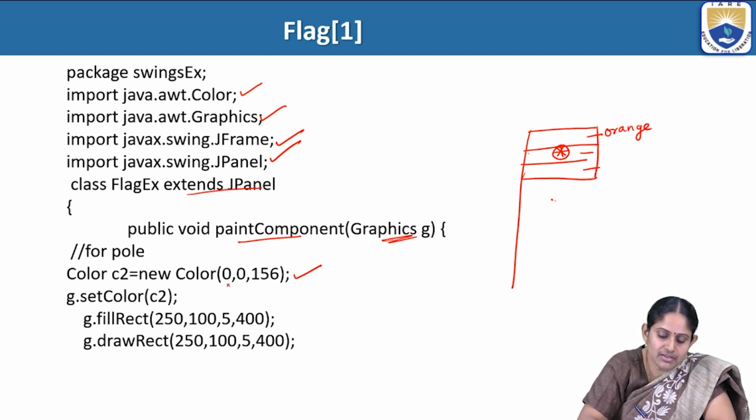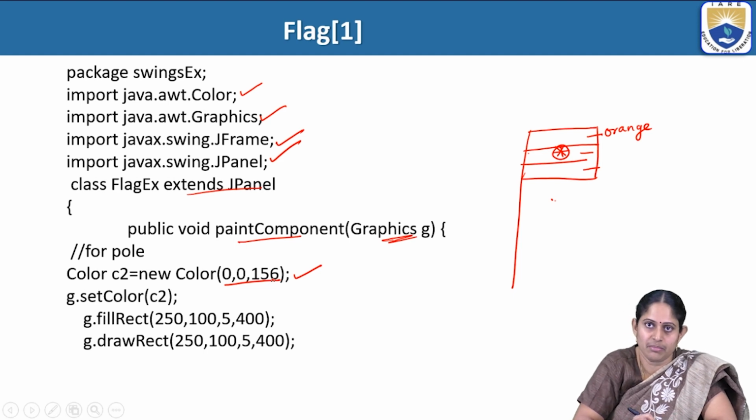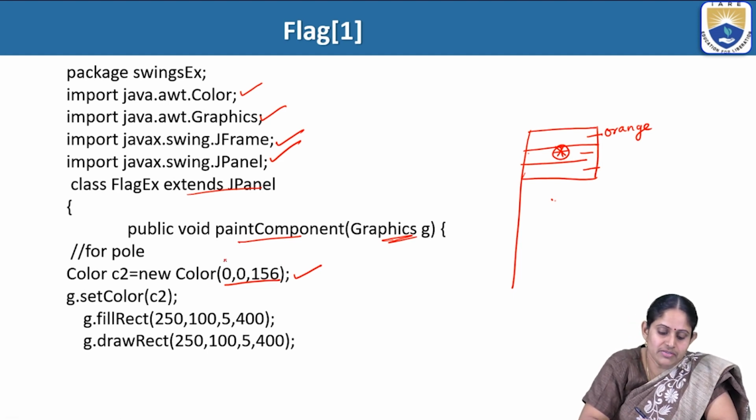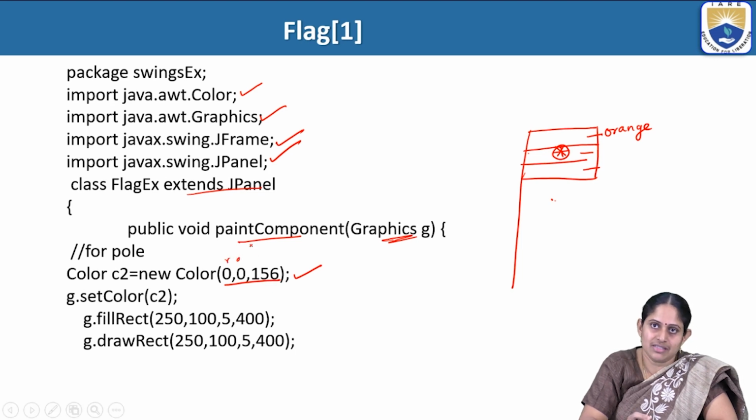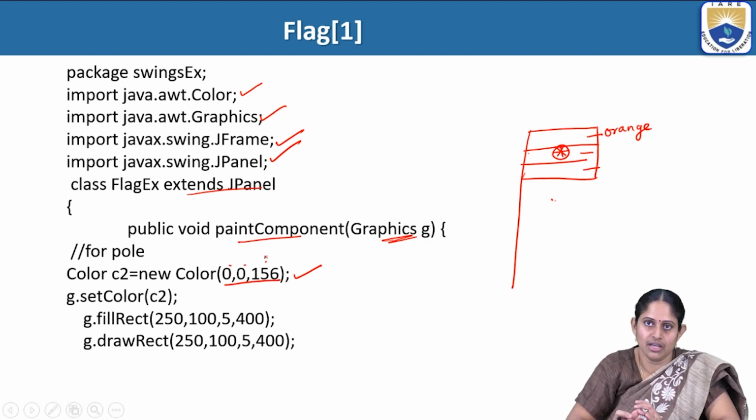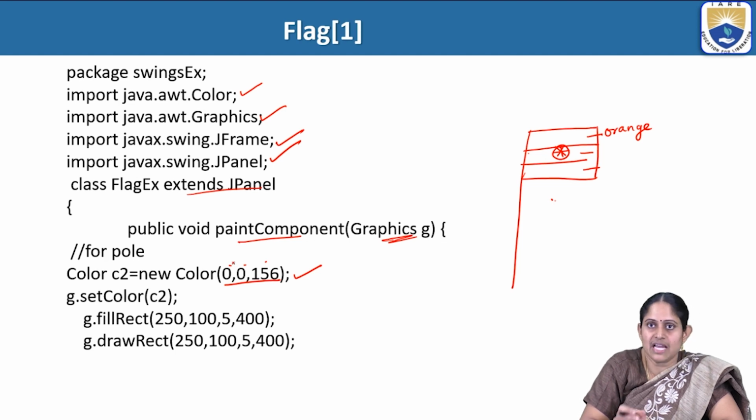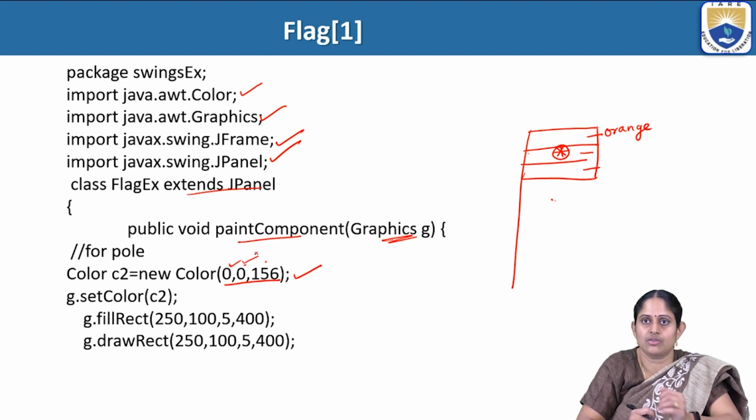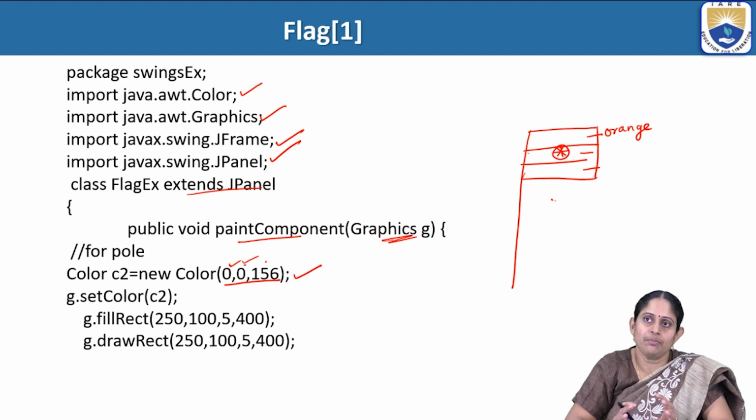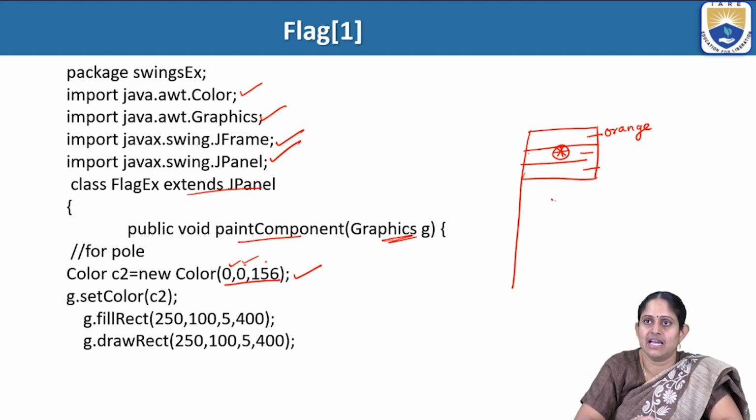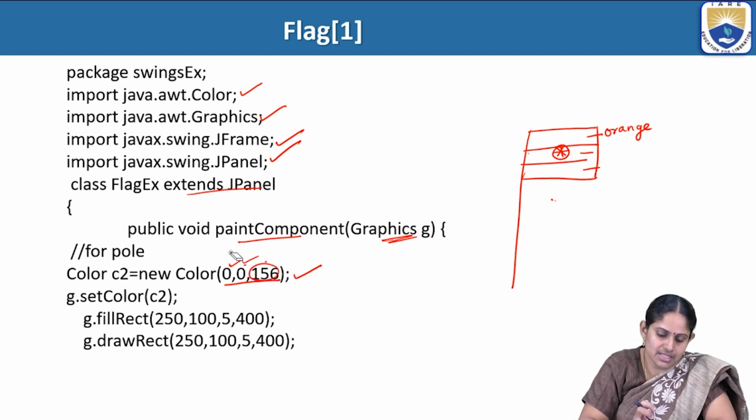So this orange color is obtained by these parameters. These 3 parameters are the primary colors, red, green and blue, I hope. By changing these values, we can get the required shade. For proper saffron color, we can change these 2 values also, so that we will get the proper saffron color. But in my case, I have used orange only. To get orange, I have set this third parameter to 156.